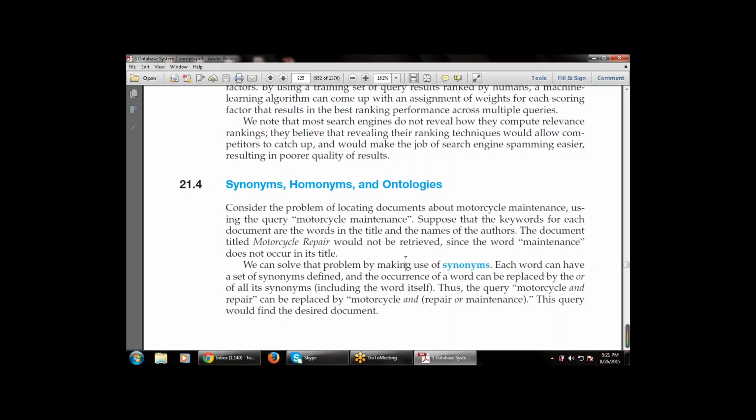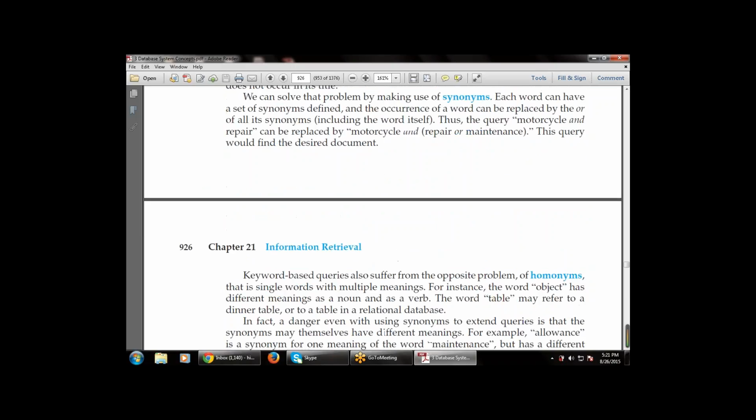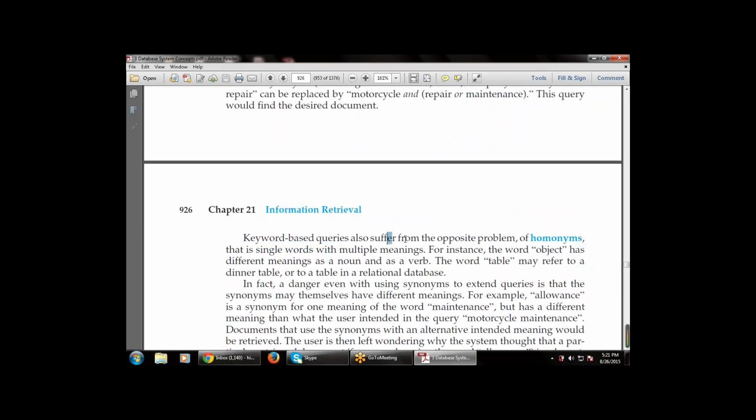We can use either term, repair or maintenance, because they have the same meaning. This query would find the desired document. Keyword-based queries also suffer from the opposite problem of synonyms, that is, single words with multiple meanings. Synonyms are different words with the same meaning, while homonyms are single words with multiple meanings.